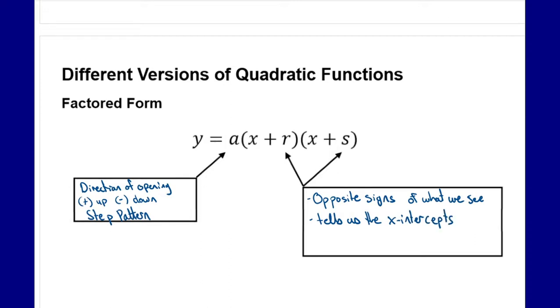So in this case, because it's a positive r and a positive s, the 2 x-intercepts, and again the x-intercepts are when y equals 0, would be (negative r, 0) and (negative s, 0). Again, in the actual equation, the y and the x wouldn't be filled in, but the a, the r, and the s would be. So the biggest thing about the factored form is that it tells us the x-intercepts, where the graph crosses the x-axis.